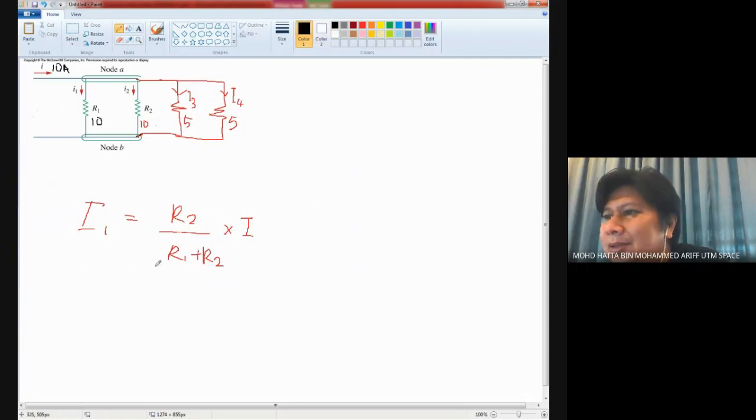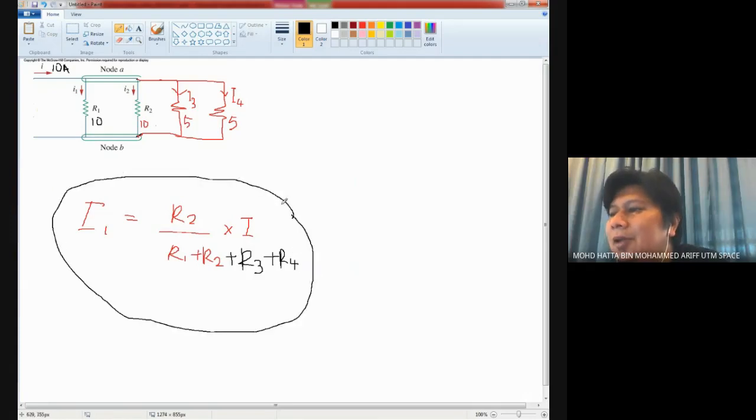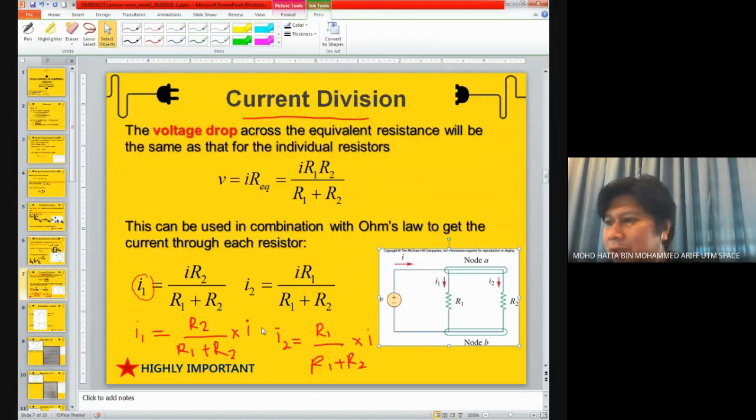Now I have 4 resistors connected in parallel. Shall I modify this? What should I put as the numerator, still R2 or R3 or R4? And for the denominator, should I put it like this? All of this is wrong. You cannot simply add resistors like this. This equation only works if you have two parallel resistors. Only two. If you have more than two, you cannot use this equation.